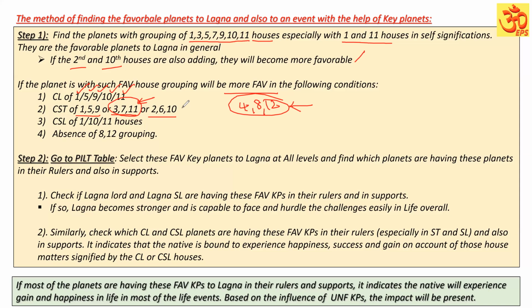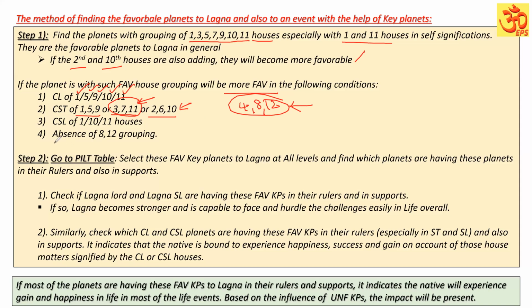And 2, 6, 10 is good for professional life. 1, 5, 9 is good to the Lagna, in general, for the Lagna activities. So 1, 5, 9 and 3, 7, 11 are going to be more favorable for the Lagna. And cuspal sublord of 1 or 10 or 11 houses. It means the Lagna cuspal sublord, 10th cuspal sublord and 11th sublord itself having the favorable grouping in its self-signification is more favorable for the Lagna.